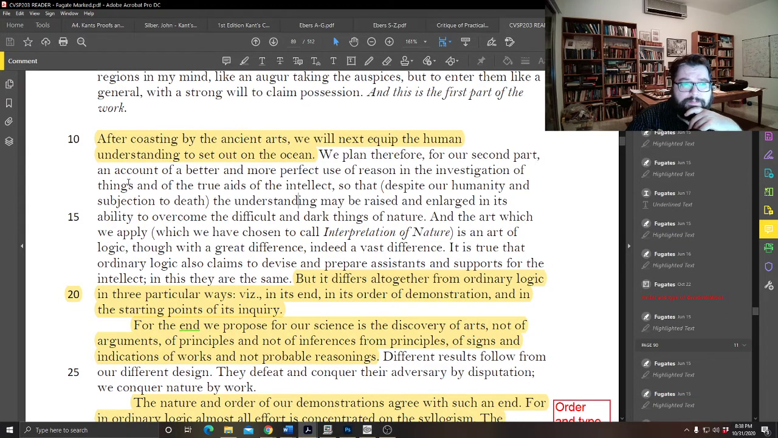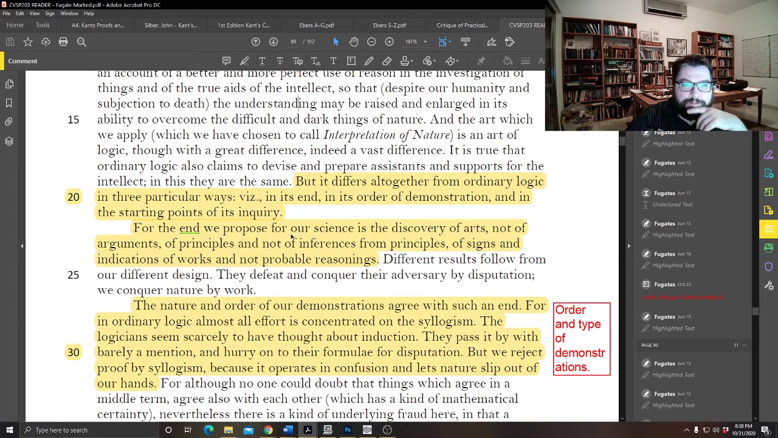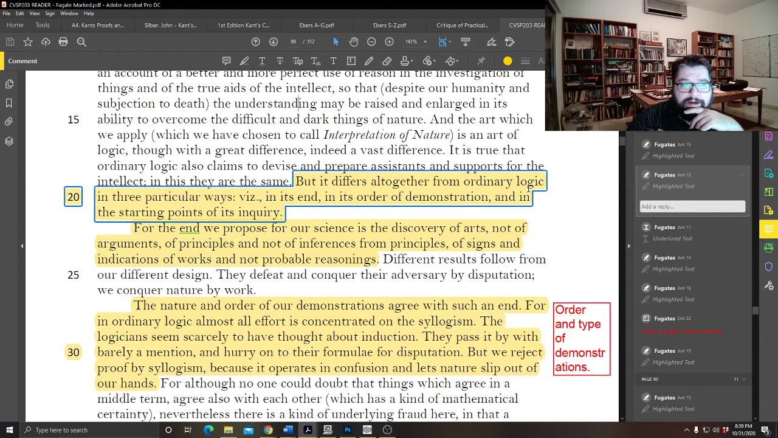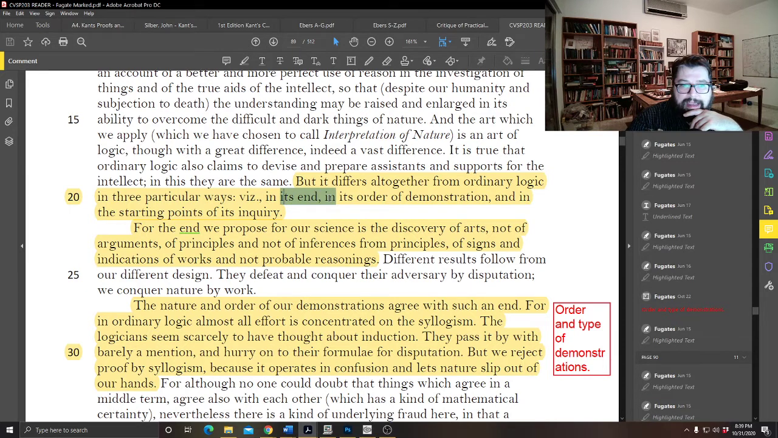So he says in the second part, an account of a better and more perfect use of reason in the investigation of things and of the true aids of the intellect, right? Now, he says this belongs broadly under the category of logic, but it is distinguished from all traditional logic, the logic of Aristotle, which mainly relied on this logical tool called the syllogism, which is a kind of formal argumentation, right? And he says this new logic differs from ordinary logic in three particular ways. Three ways. In its end, in the order of demonstration, and in the starting point of its inquiry.